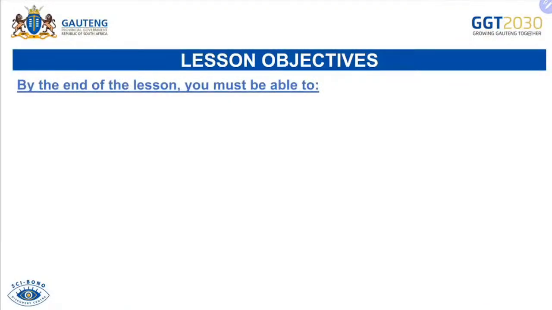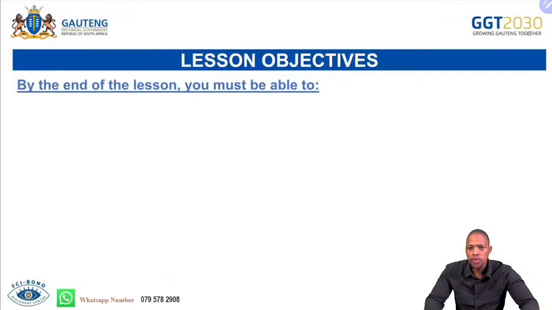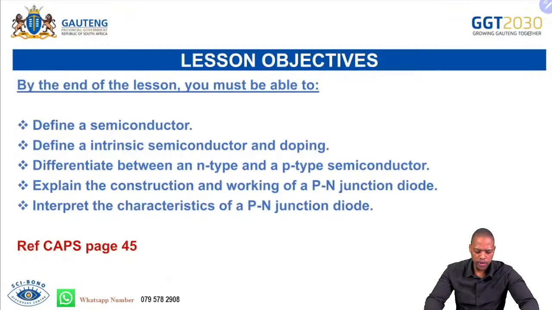Our lesson objectives for today are that by the end of the lesson, we must be able to, one, define a semiconductor. Two, define an intrinsic semiconductor and doping. Three, differentiate between an N-type and a P-type semiconductor. We must be able to explain the construction and working of a PN junction diode, and interpret the characteristics of a PN junction diode. Those are the things we are expected to know by the end of this lesson.